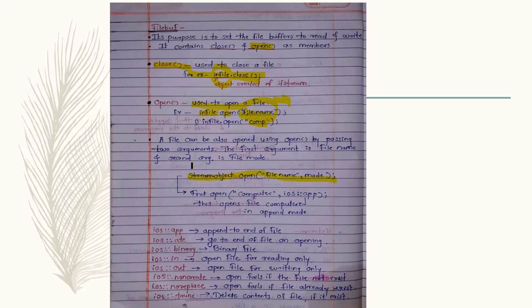Syntax, for example, stream object dot open. Here we pass two arguments to the open function: the file name and the mode, that is, the file opening mode. Fout is a stream object dot open, computer is a file name, and we specify the file mode. Now here we specify the file mode is app, that is append. This opens the file in append mode.